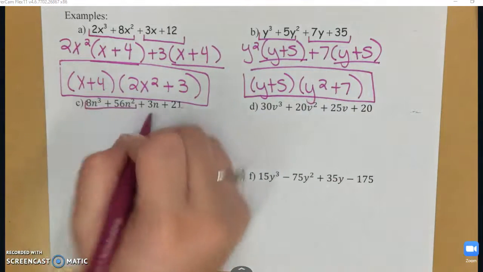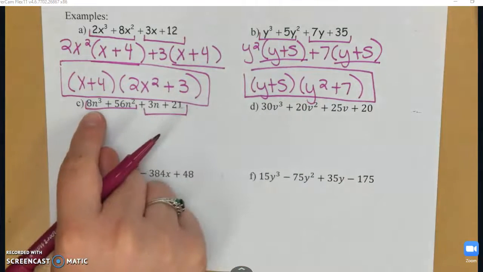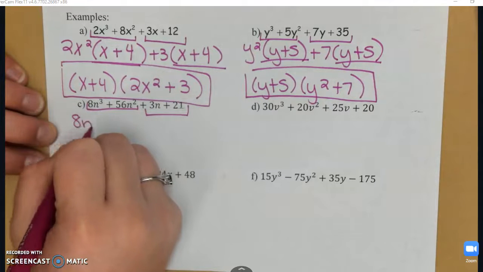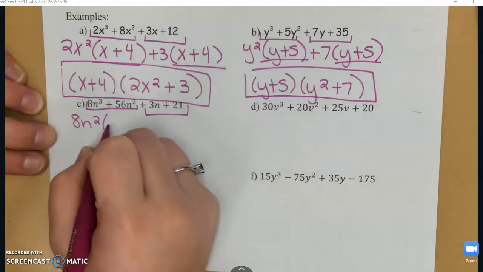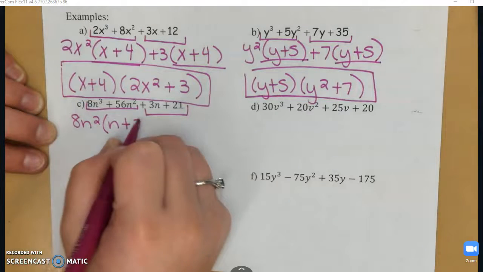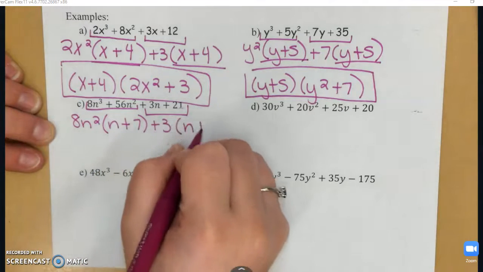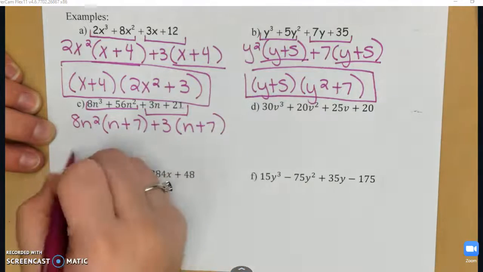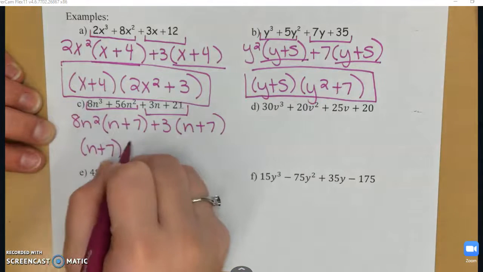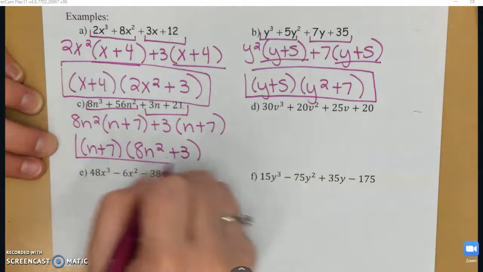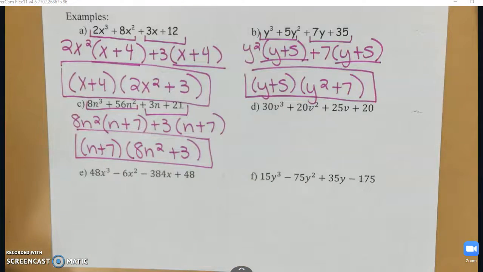On C, group, 8n cubed plus 56n squared. I'm going to be able to factor out an 8n squared, and that leaves me with leftovers n plus 7. On the second set, I can factor out a 3. That leaves me with n plus 7. n plus 7 is now a common factor. My leftovers are 8n squared plus 3, and there is my final factored solution.